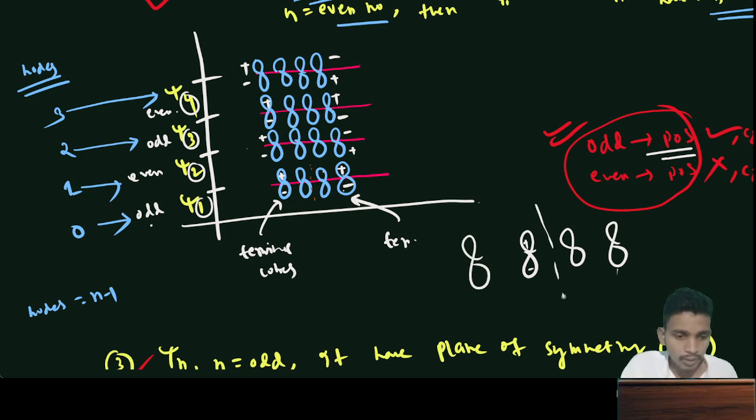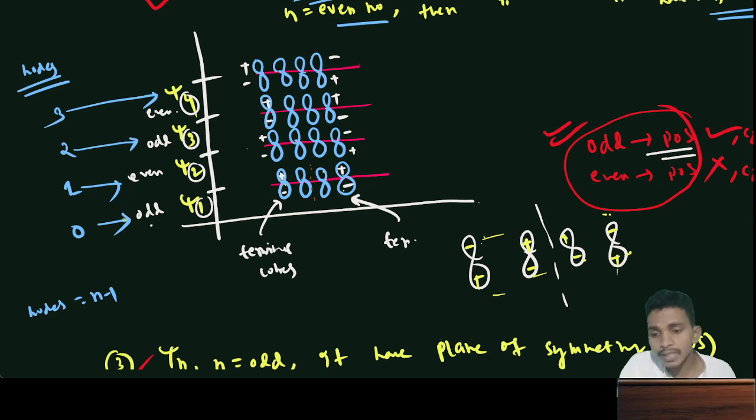So if we draw the plane of symmetry here, we know that if it is positive and negative, then this also has to be positive, only then will it reflect. Similarly, if it is negative, then this also has to be negative, so that this and this get reflected. If positive, then this also has to be positive. So that is what we say plane of symmetry. Also, the terminal lobes have the same signs.